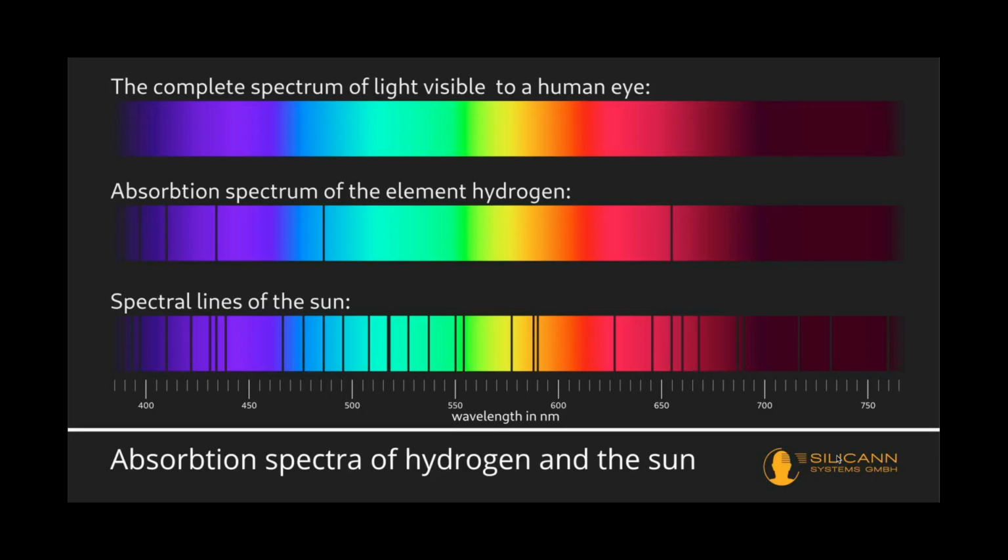Now, what you're seeing here is the first line of spectra on the top, which is all the spectra that's visible to the human eye. If you look at the one in the middle, this is the absorption spectrum of the element hydrogen. This middle is if we just isolate hydrogen and we are able to absorb the spectra, then we would see these little black lines appear as you see them right there.